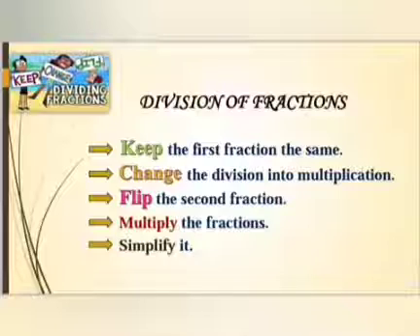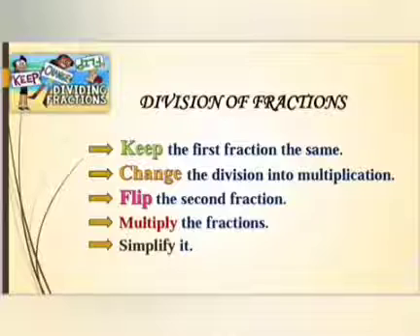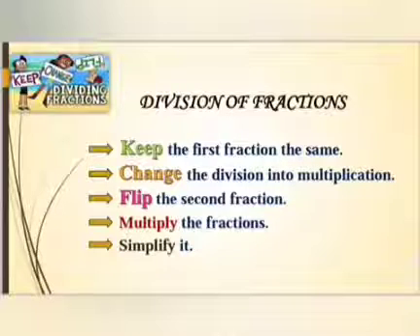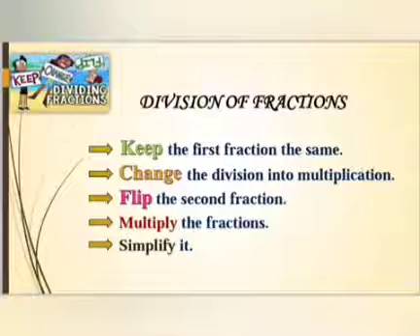Here are the steps to solve division of fractions. Number 1: keep the first fraction as it is. Second step: change the division to a multiplication sign. Next, flip the second fraction, that is, take the reciprocal of the second fraction. And then multiply the fractions by using the multiplication rule. The product of two fractions is equal to the product of their numerators divided by the product of their denominators. And finally, you have to simplify it.